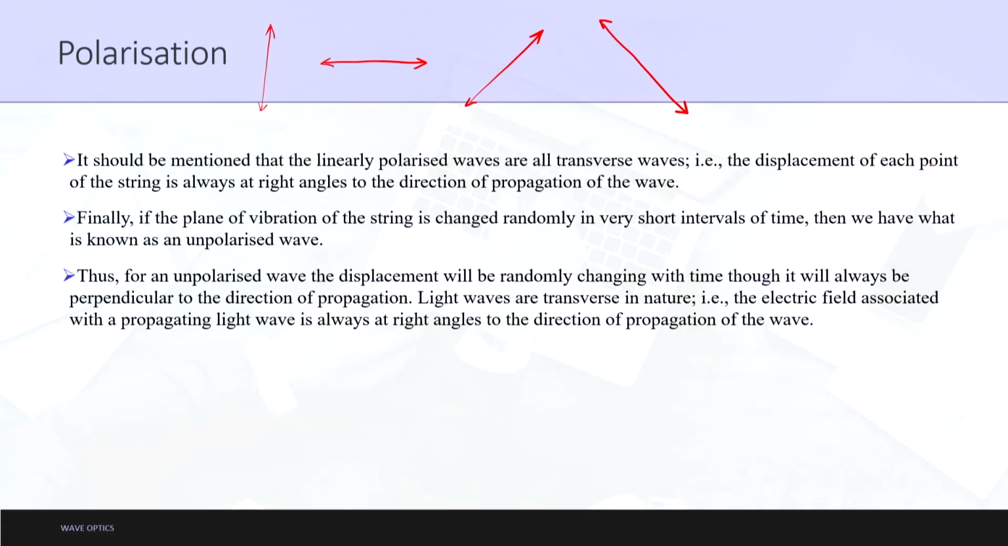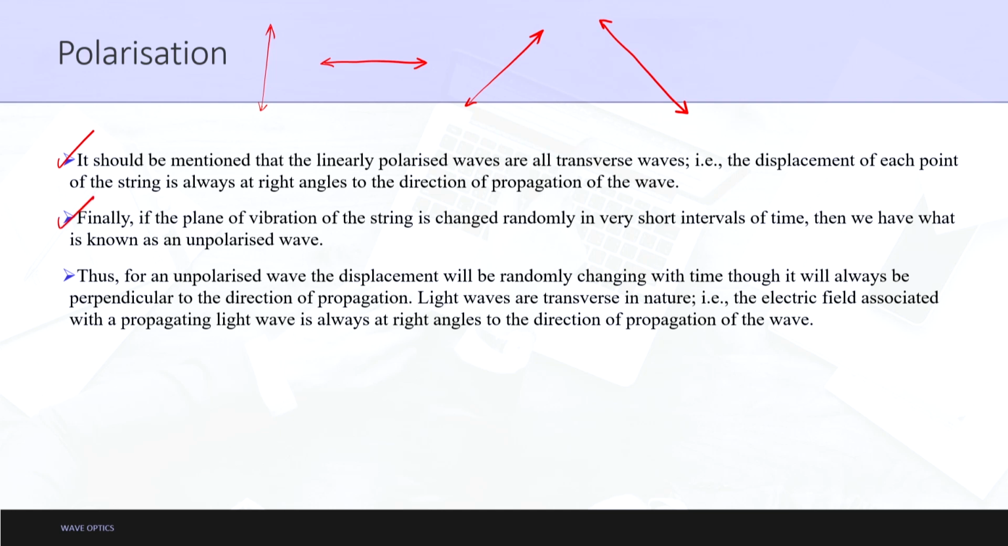That is, the displacement of each joint of the string is always at right angles to the direction of propagation of the wave. This is the same thing which I already explained to you. Finally, if the plane of vibration of the string is changed randomly in very short intervals of time, then we have what is known as an unpolarized wave. So what it is trying to say is, if we are changing the plane of vibration.